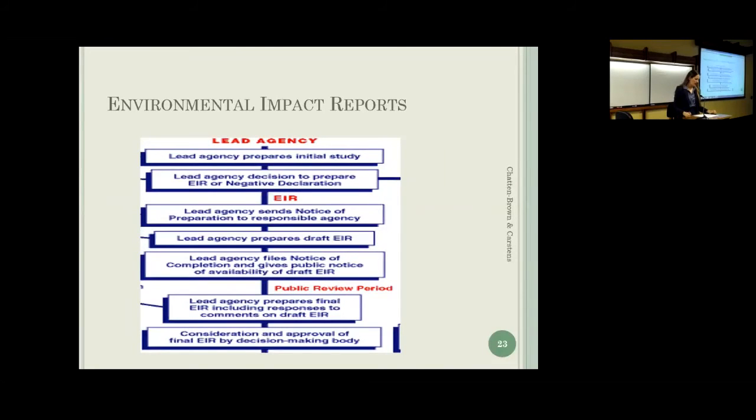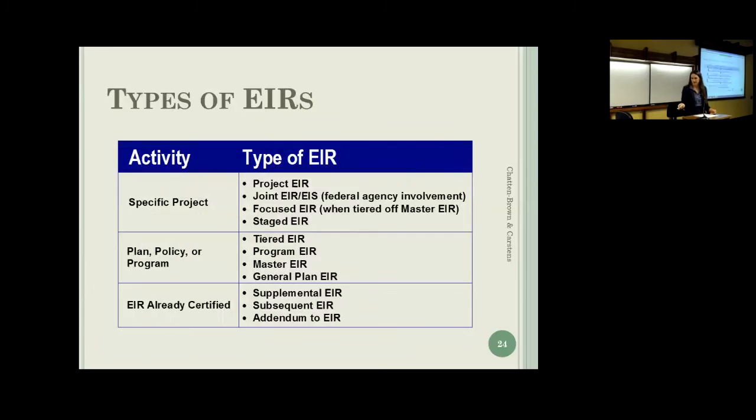So if there is a fair argument that the project may have a significant adverse impact, then an EIR would be prepared. And there are lots of different types of EIRs. I don't think we need to go through all of these, but something that you may see, if an EIR has already been approved for a project at that site that's similar to what's now being proposed, a supplemental EIR can then be prepared if you're going to change it in a way that could change the significance of the impacts.